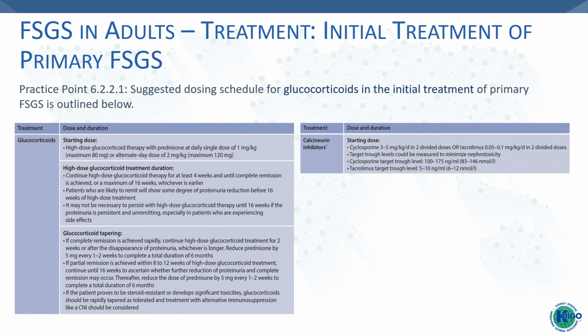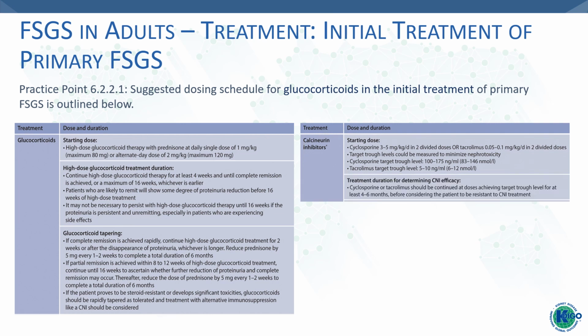So what if the patient has a contraindication to use glucocorticoids, or if the patient is intolerant to glucocorticoids? So we have to use calcineurin inhibitors. We will use them at the same dose we used in minimal change disease, cyclosporin from 3 to 5 milligram per kilogram per day in 2 divided doses, or tacrolimus from 0.05 to 0.1 milligram per kilogram per day, with a trough level target in cyclosporin from 100 to 175 nanogram per ml, and for tacrolimus from 5 to 10 nanogram per ml.